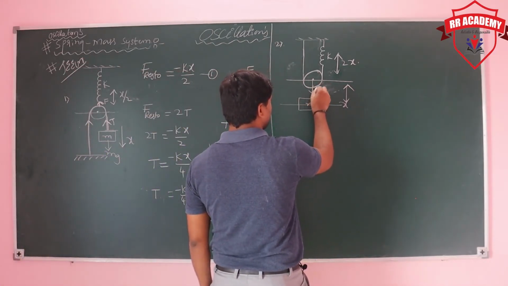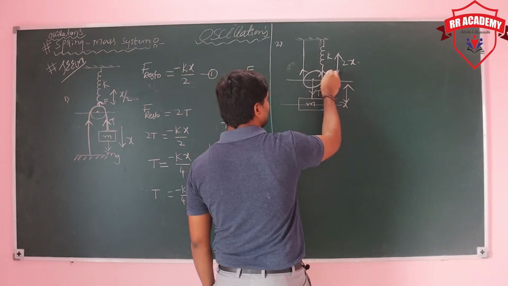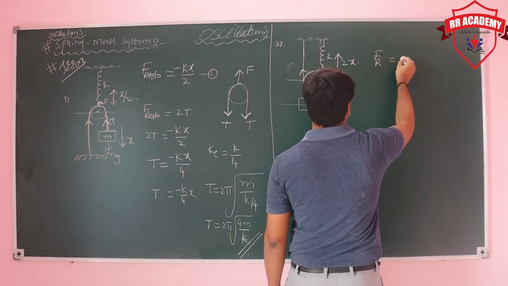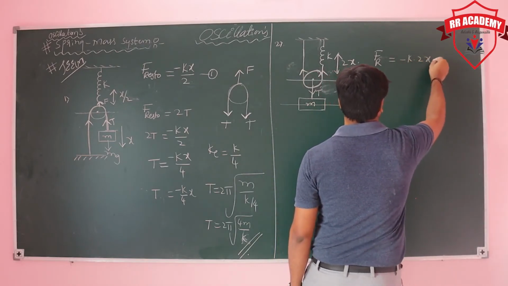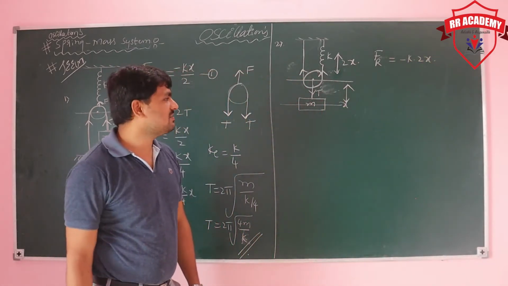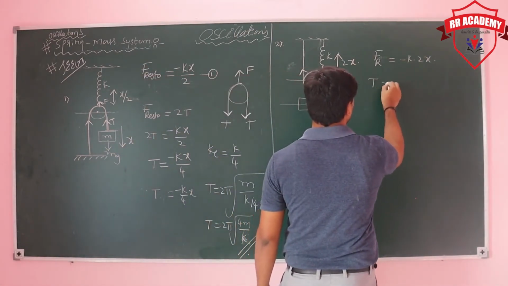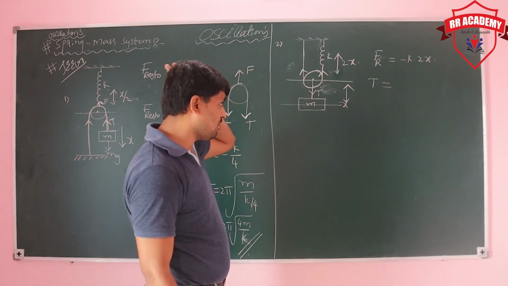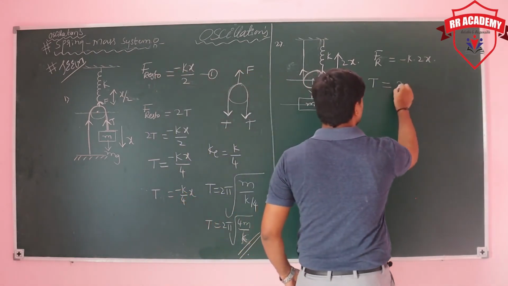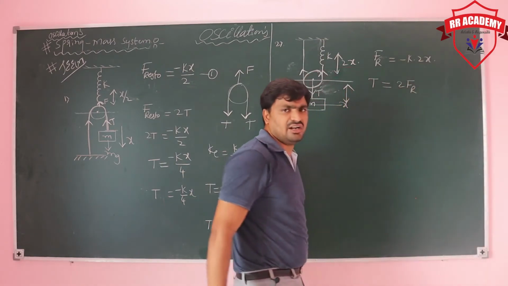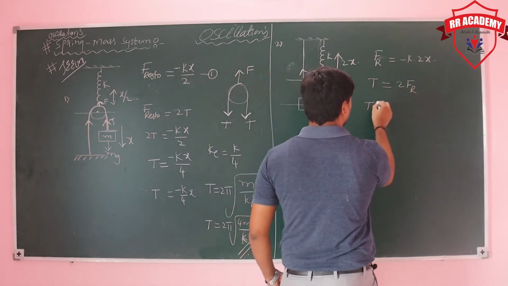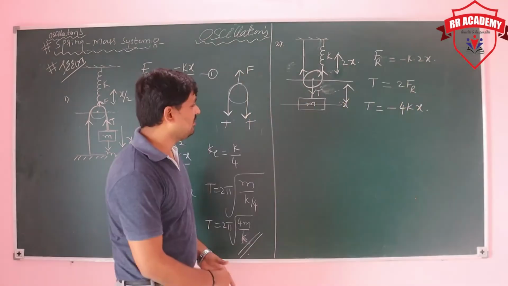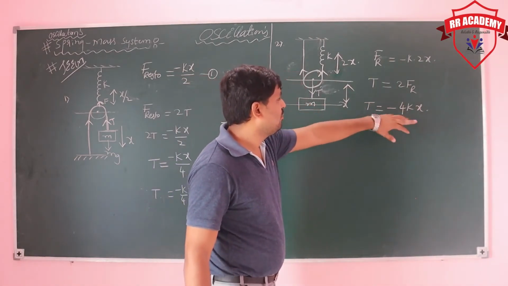Now here how much tension? T tension you can take, and here the restoring force is acting. First you can write the restoring force. The restoring force equal to minus k into 2x. Then the tension T is equal to 2 times the restoring force, and that is equal to minus 4kx.